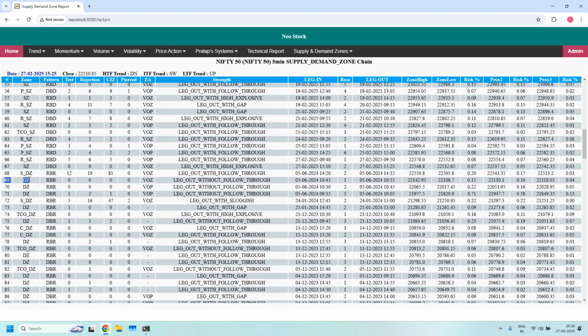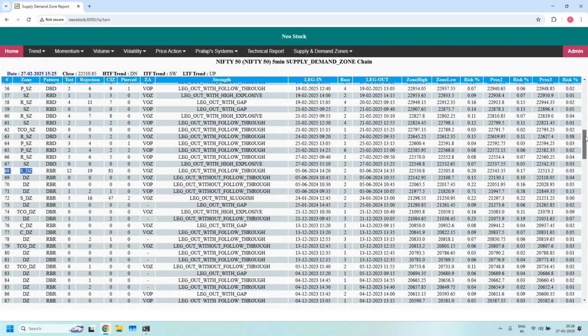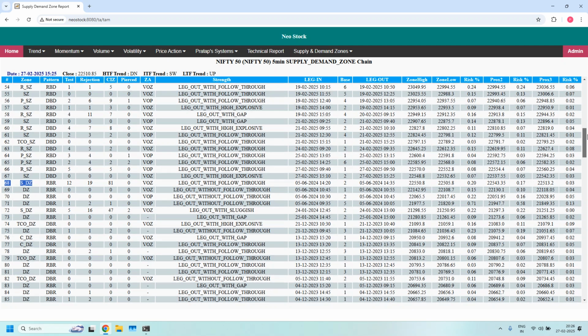So 69 is the nearest demand zone to the current closing price. Sorry, 68, not 69, 68. This is the high liquidity zone. Today also it gave support to the Nifty.